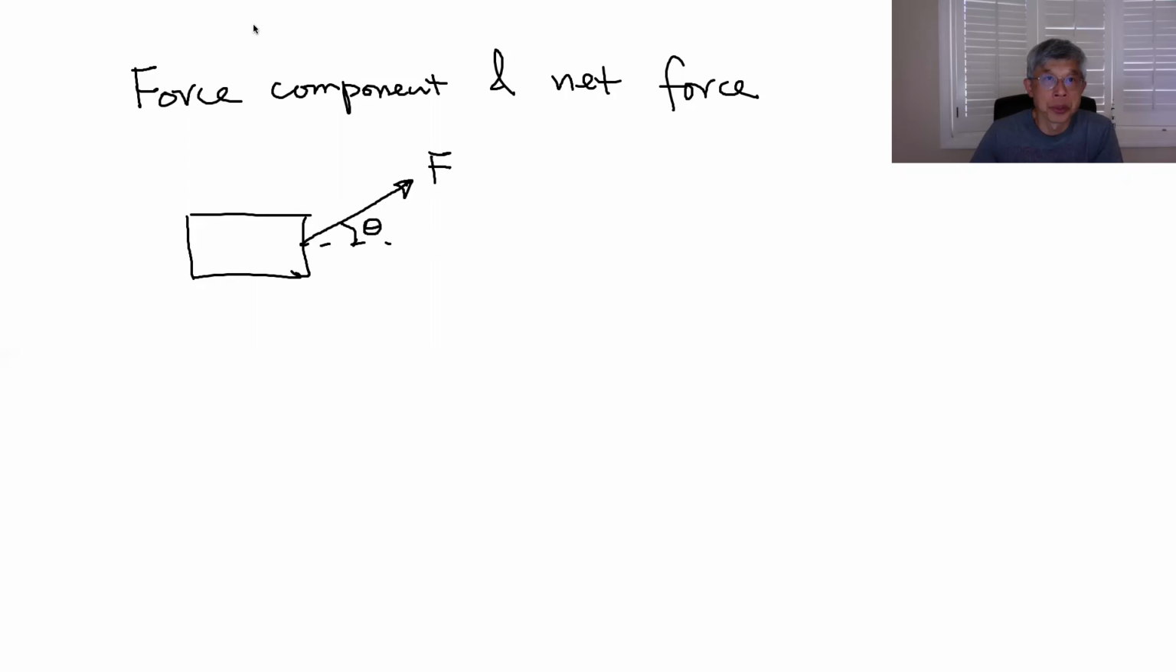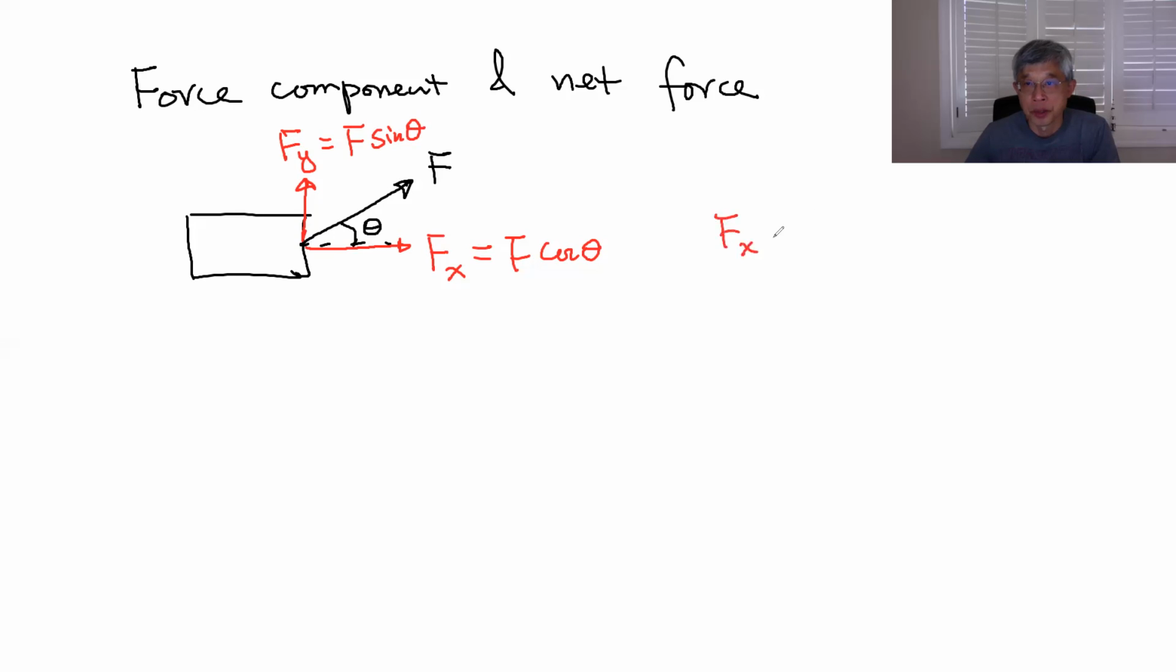We're going to decompose this F into two components. So it'll be this way here. We're going to call that Fx, and that's equal to F cosine theta. And this one here, we're going to call Fy, which is equal to F sine theta. So there's a name for it. We're going to call Fx the X component of F, and Fy similarly the Y component.